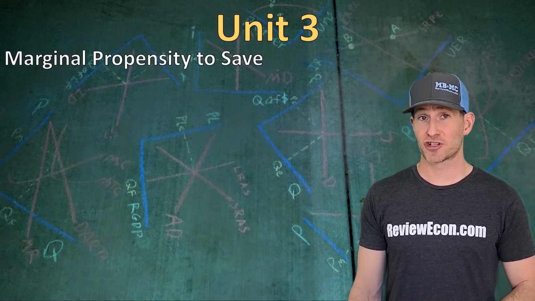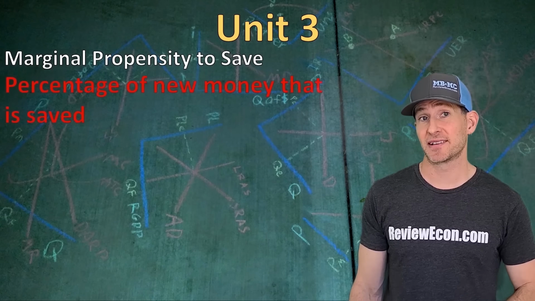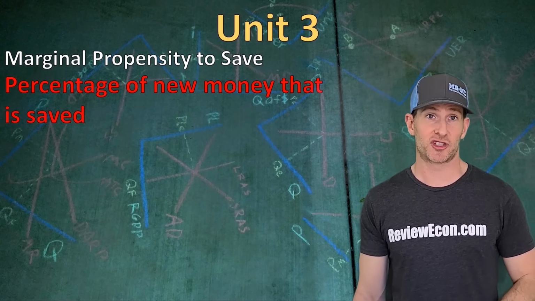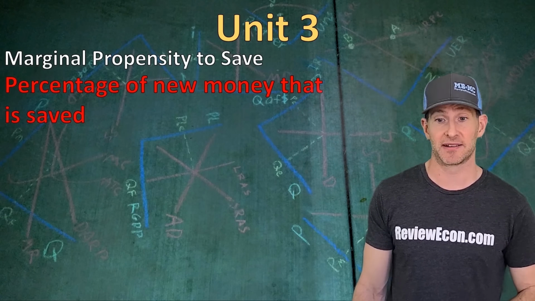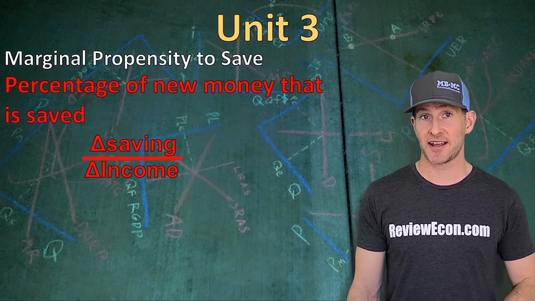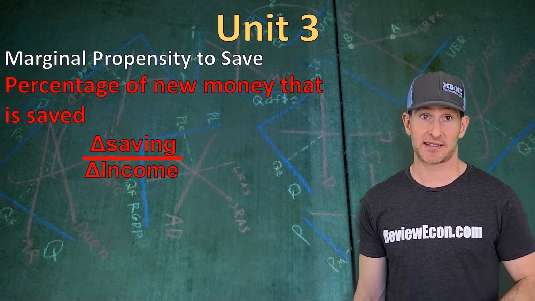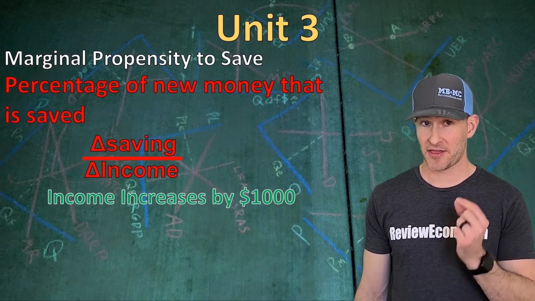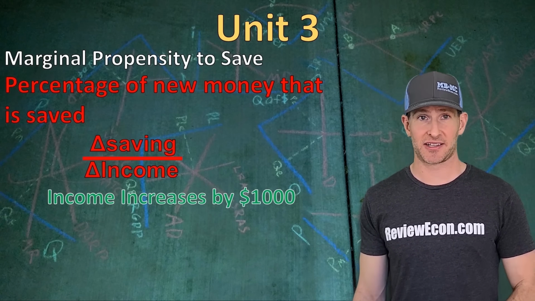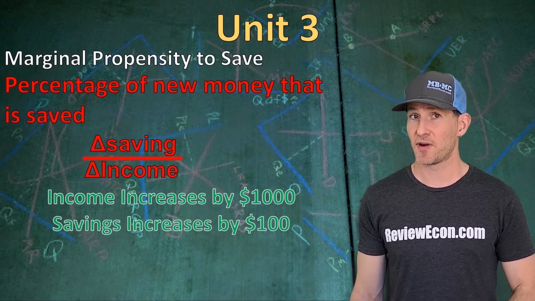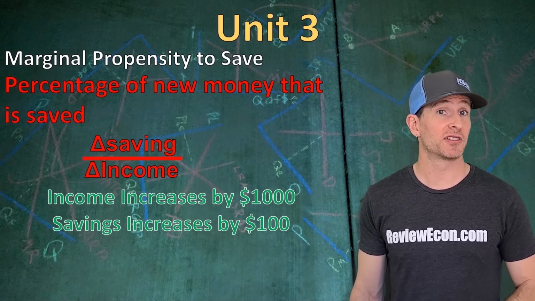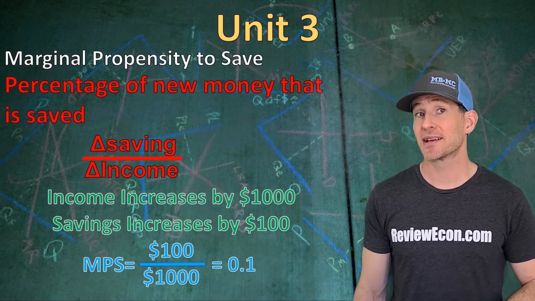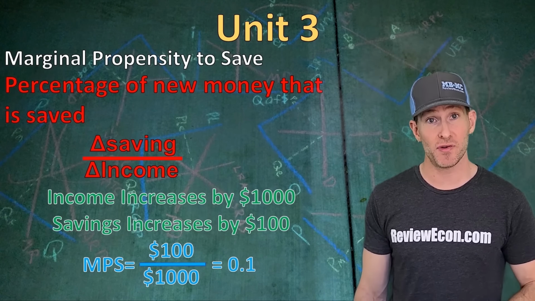Next up, we have the marginal propensity to save. The marginal propensity to save is the percentage expressed as a decimal of new money that a consumer will save as opposed to spend. In order to find the marginal propensity to save, take the change in savings and divide it by the change in income. So if my income increases by $1,000 while my savings increases by $100, what's my marginal propensity to save? Plug in the numbers and do the math, and we have 0.1 as my marginal propensity to save. That means I'm saving 10% of any new income I receive.